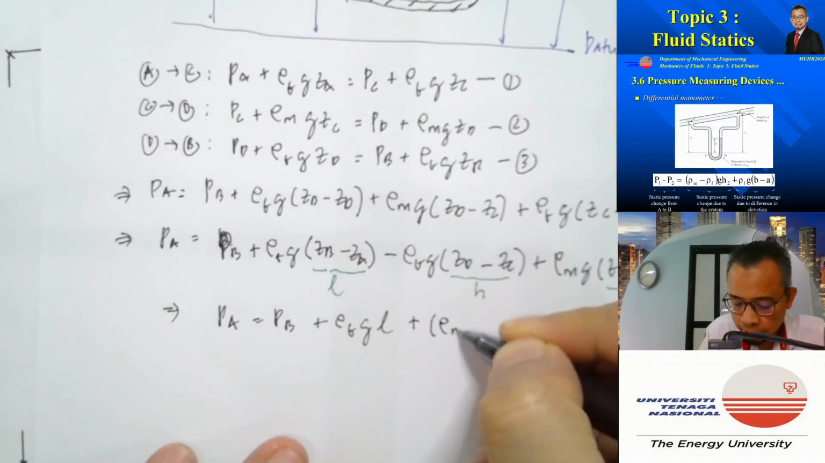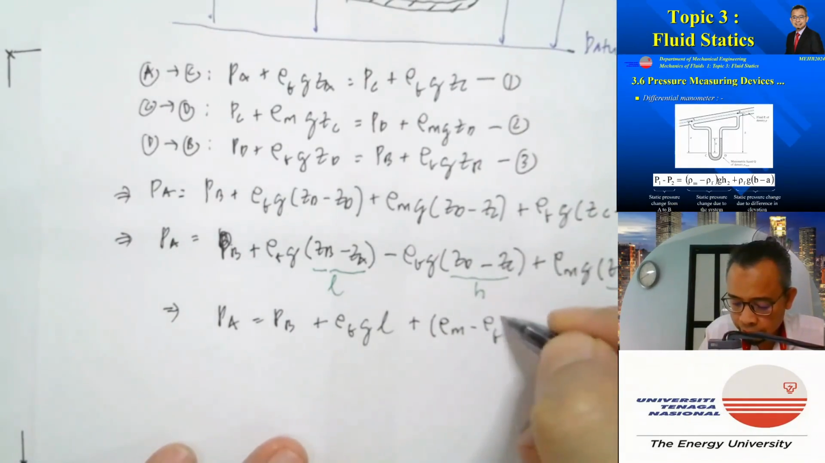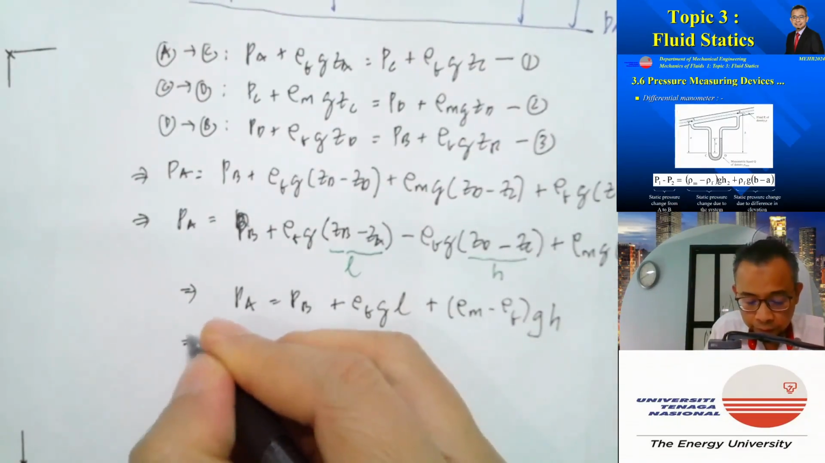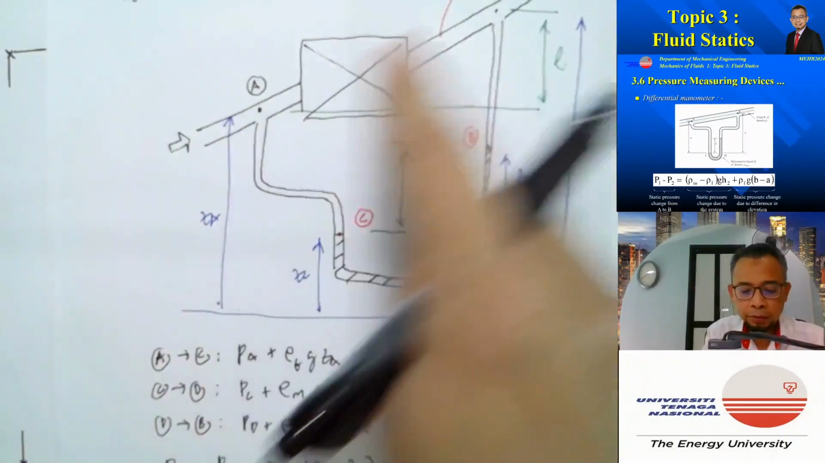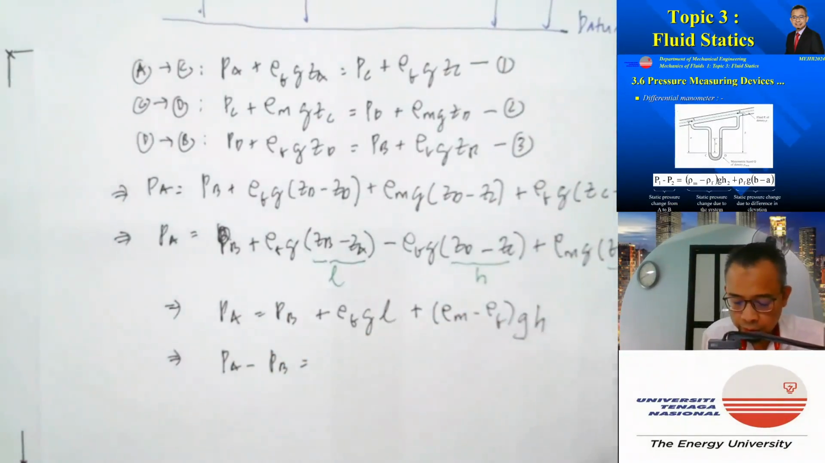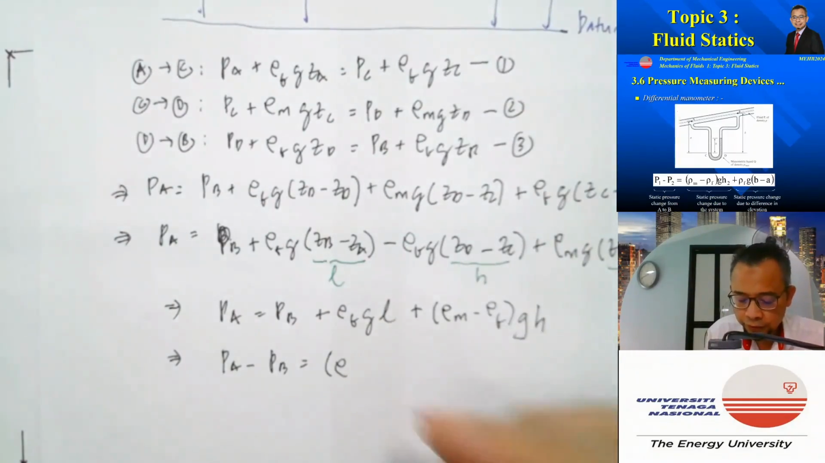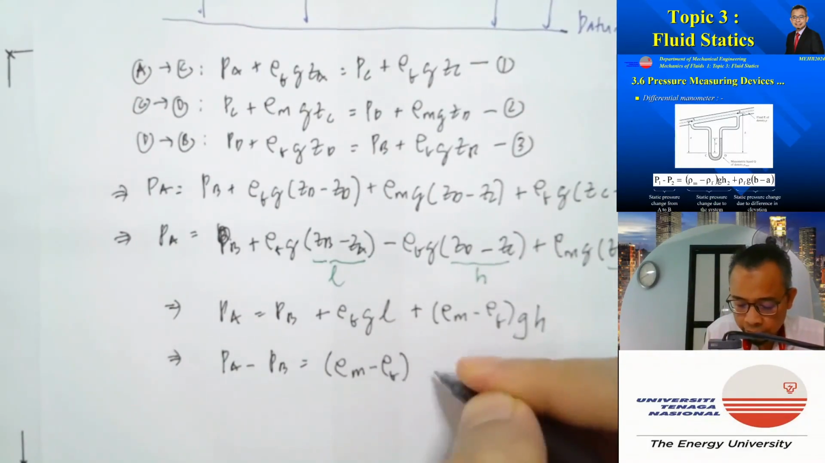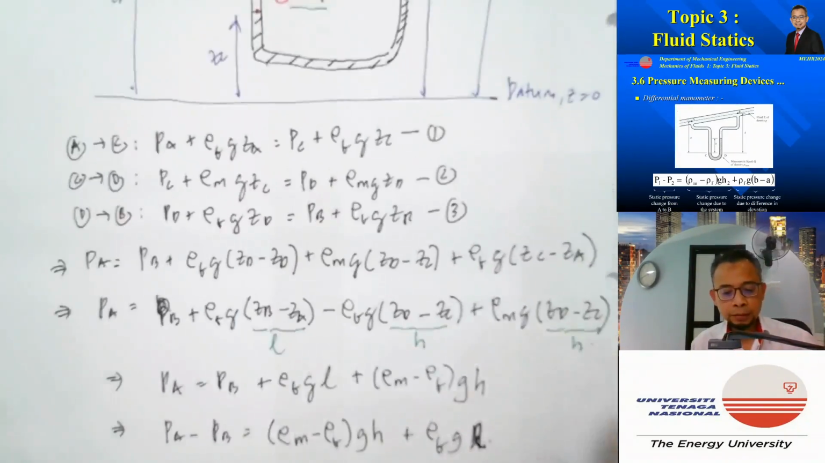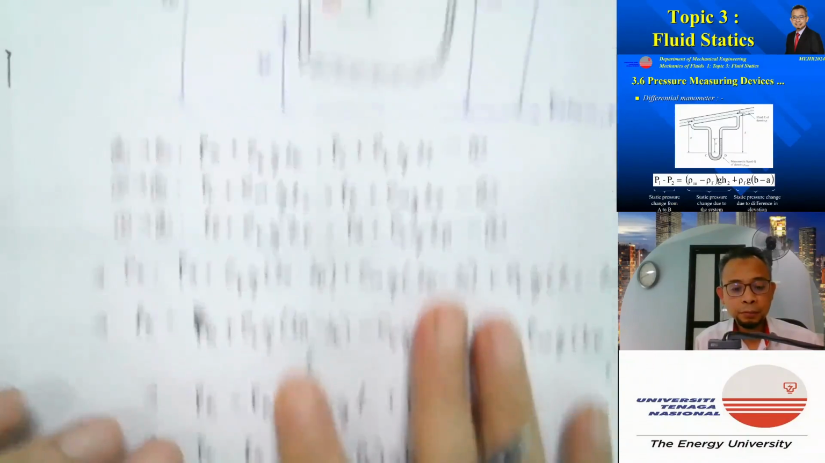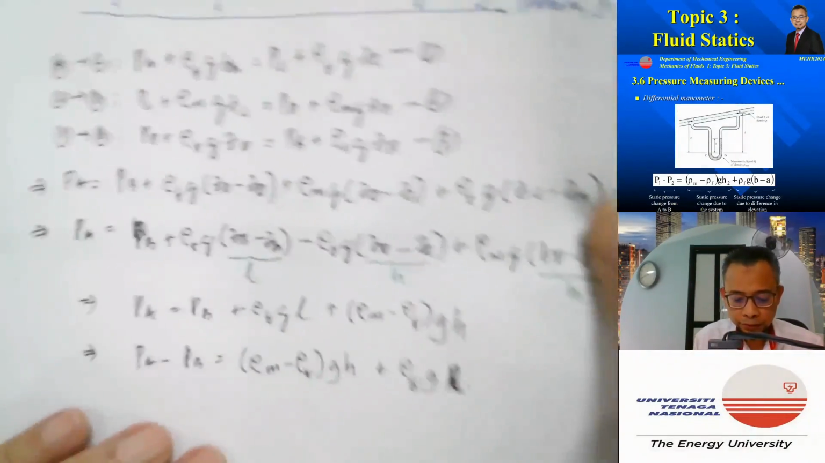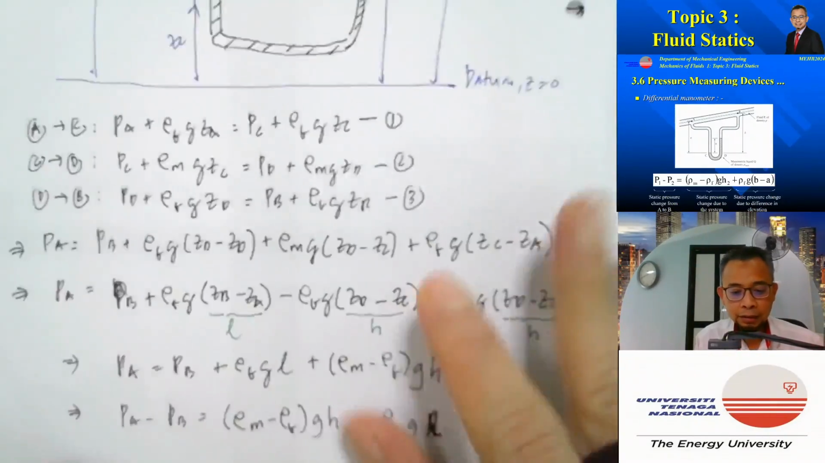plus (rho M minus rho F) g H. Okay, so the pressure difference between point A and point B, PA minus PB. I'll rearrange this a little bit. I put this one first, (rho M minus rho F) g H plus rho F g L. The pressure difference between point A and point B will be equal to, first of all, rho F g L.